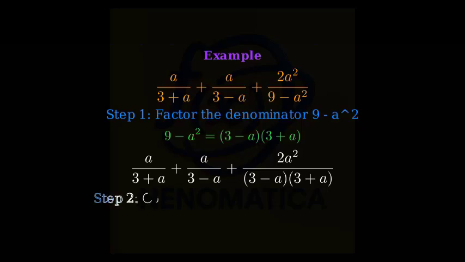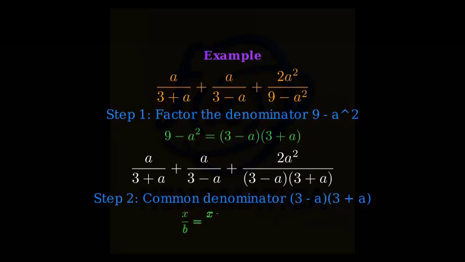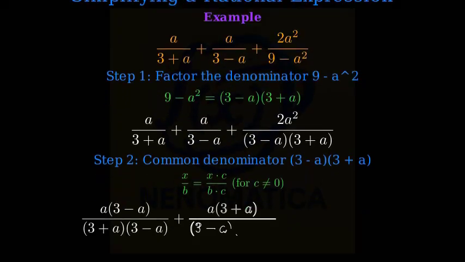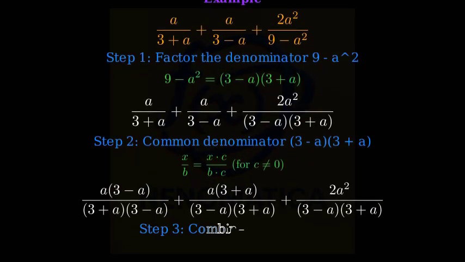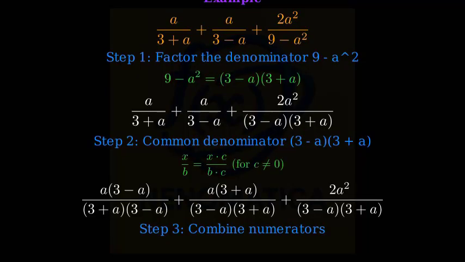Step 2. Create a common denominator equal to (3 minus a) times (3 plus a). Multiply the first fraction by (3 minus a) over (3 minus a), and the second fraction by (3 plus a) over (3 plus a). Here is the rewritten sum with a common denominator. Step 3. Since all terms share the same denominator, we can combine the numerators over that common denominator.